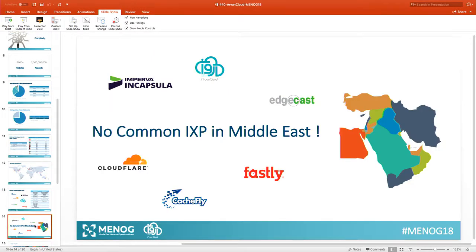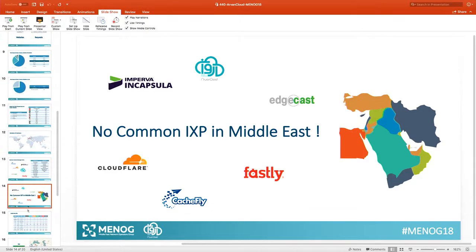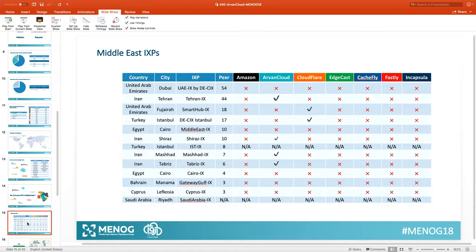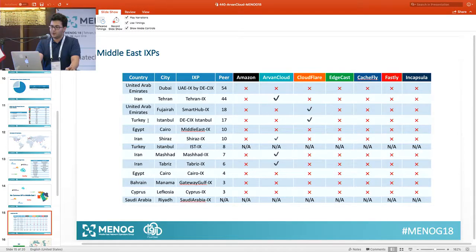But there is one problem: you don't see any IXPs in the Middle East that are common between these providers. According to PCH.net, these are all the active IXPs that we have in the Middle East. As you can see, among all these well-known providers like Amazon, Arvan Cloud, Cloudflare, Edgecast, Cachefly, Fastly, and Encapsula, only Cloudflare has two peerings, one in UAE and one in Turkey, and Arvan Cloud in 4 IXPs in Iran. None of the others has any peering, according to PCH.net, in these IXPs. So when you compare this to the IXPs in Europe and the other continents, we see a very low number.